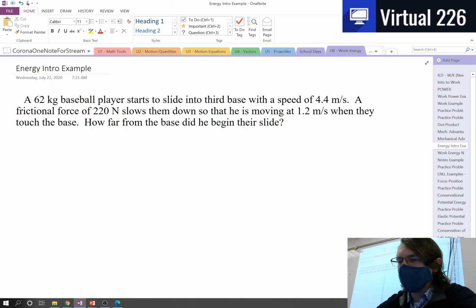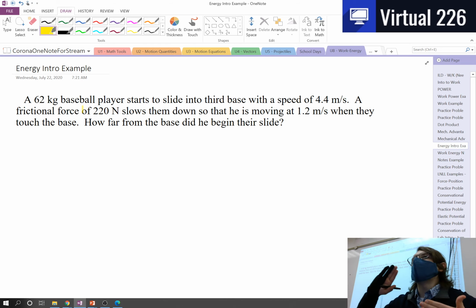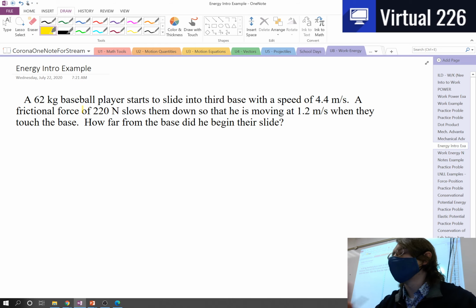Work energy. Okay, so even though it is a wintry ice world outside, the Pirates naturally are going to have a bad baseball season, so might as well talk about some baseball. We have a 62-kilogram baseball player, and they hit the ball into right field, it went into the corner. So they hit first, they hit second, they're going around, they're going for the triple.